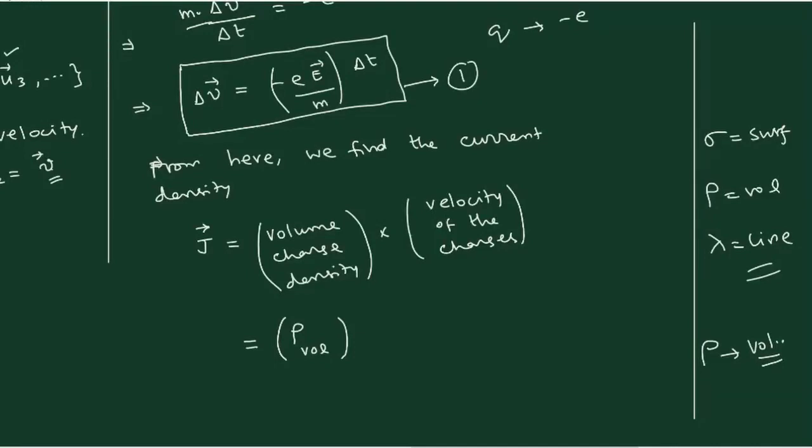But if you get a doubt whether rho can correspond to a surface, I am telling you that you can write a suffix VOL to represent that it is the volume charge density. That is a notation. It is multiplied by the velocity of the charges, which you just calculated. This is equal to minus E, the E vector divided by m, then multiplied by this delta t.